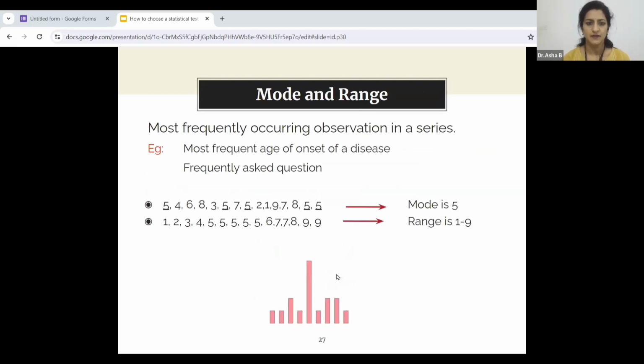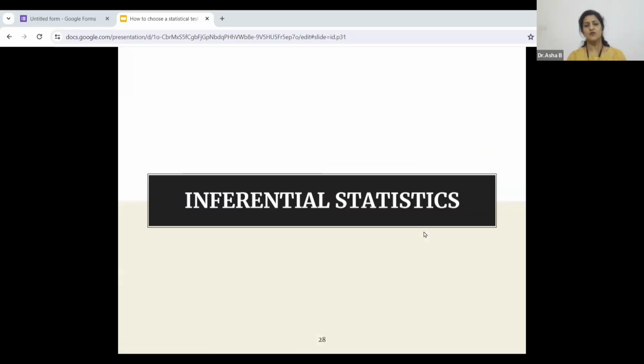Mode is used when the data is discrete in nature. Along with mode, we use range. Mode is nothing but the most frequently occurring observation. So in this data set, the most frequently observed number is 5 and the range is 1 to 9. So mode and range are used when we have a discrete set of data. After looking into descriptive statistics, let's move to inferential statistics.